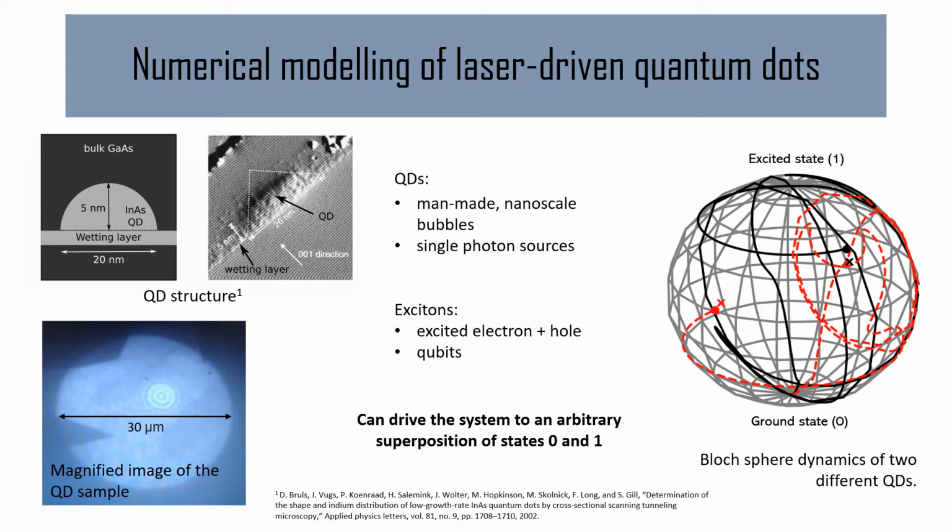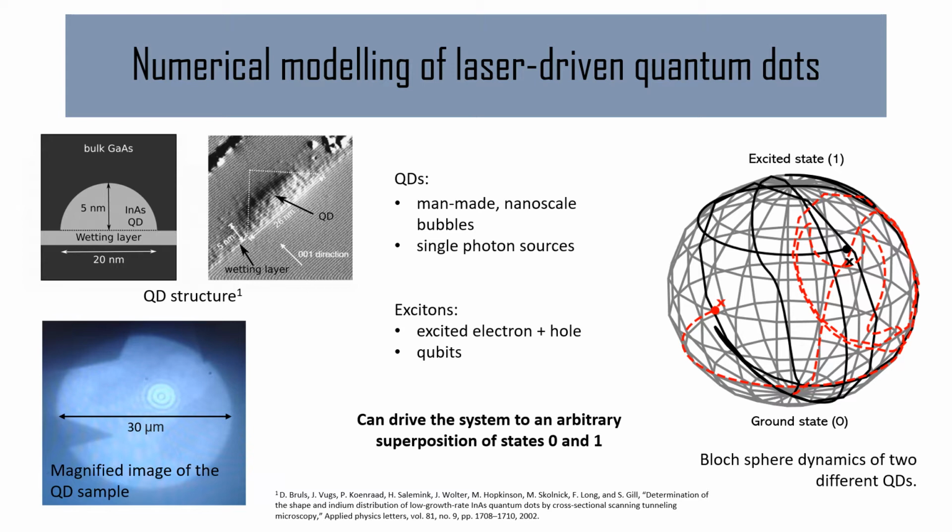In our experiments, we use an ultrafast laser to excite an electron in the quantum dot to a higher energy state. When the electron drops back down to ground, a photon is emitted, which makes quantum dots a robust source of single photons. This is something essential for quantum cryptography and optical quantum computing.